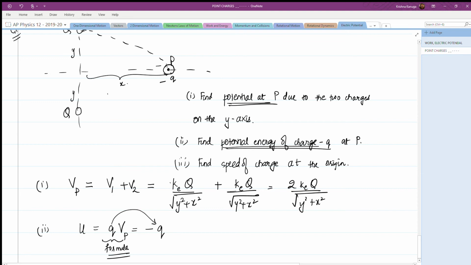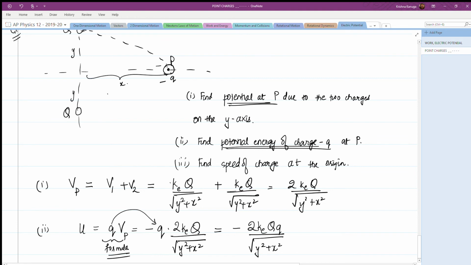I apologize for using the same Q's and all that, but I hope you understand what's going on here. 2 Ke Q, divided by square root of y square plus x square. And this gives us the potential energy as negative 2 Ke capital Q lowercase q over square root of y square plus x square. So, an extremely easy thing to calculate.